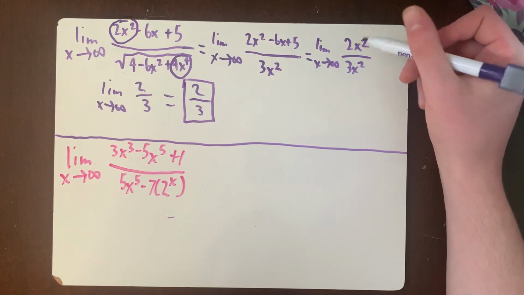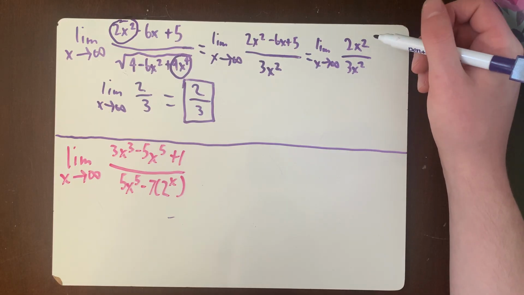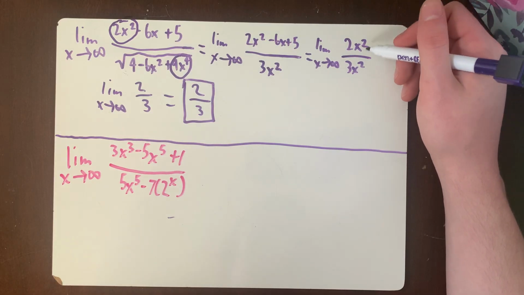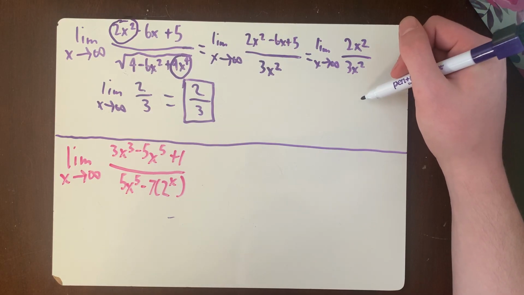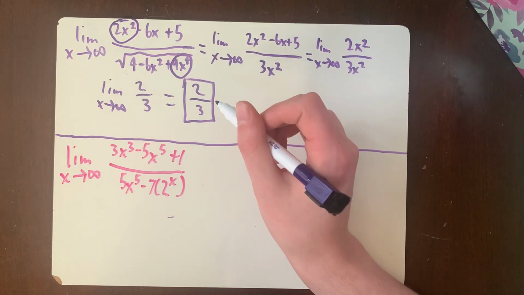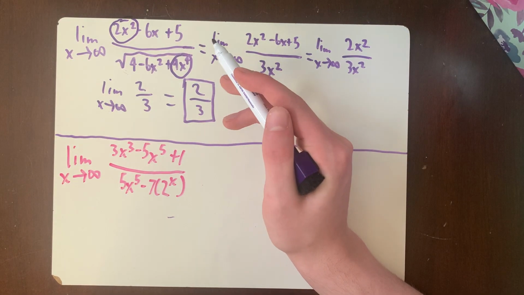So when we have two of the same kind of function, in this case powers, and they're raised to the same power, we can just cancel those out, and the limit will converge to a single point instead of diverging or converging to 0.